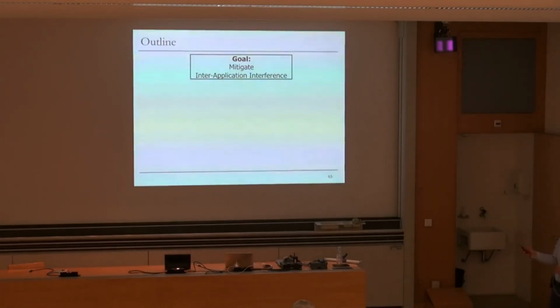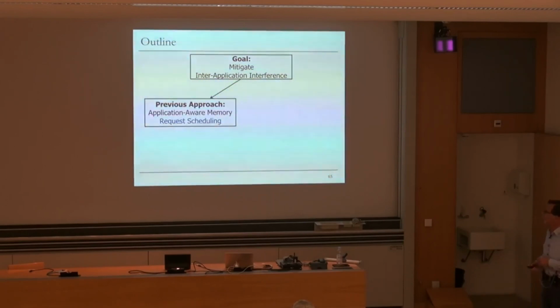Basically, the goal is to mitigate inter-application interference to improve performance. It could also have other benefits. We're going to talk about the previous approach. Most of the approaches previous to this paper tackled the problem using application-aware memory request scheduling, by changing the memory controller to be more application-aware.